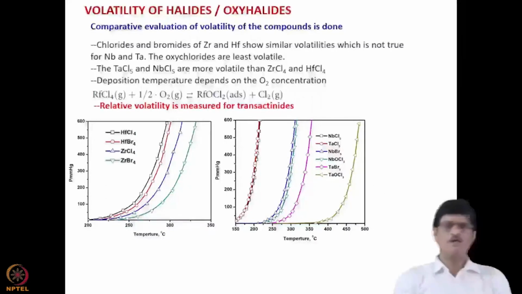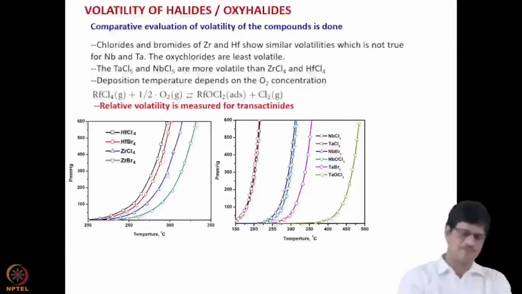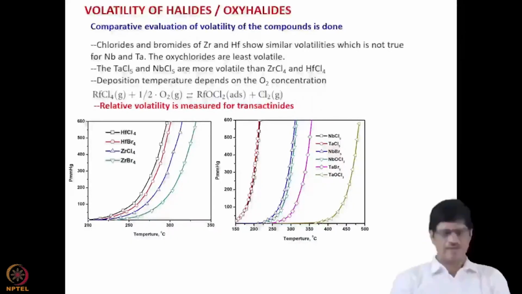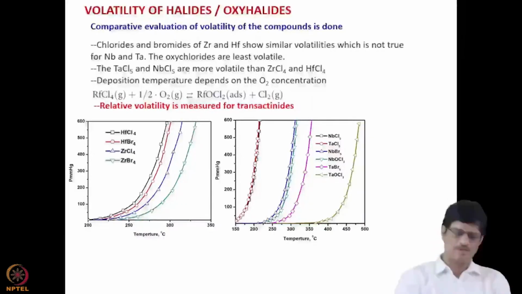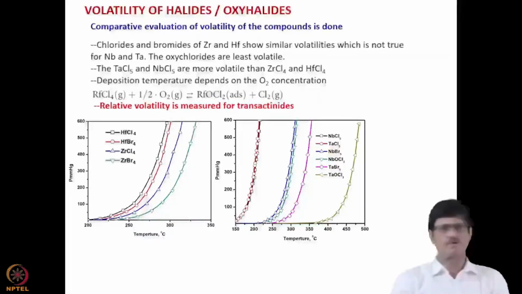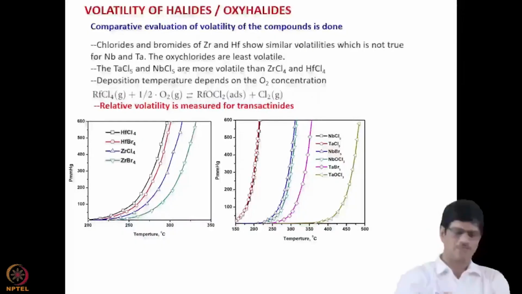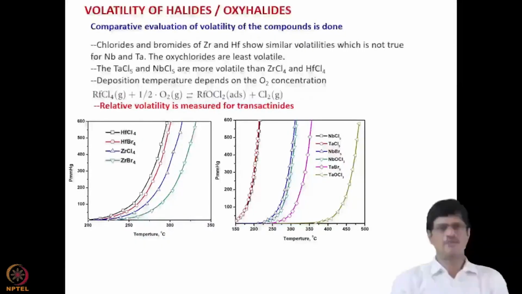Now coming to the tantalum and niobium compounds, you can see that the chloro compounds of tantalum and niobium are more or less the same, shown here. On the other hand, the bromo compounds have much lower volatility, shown in the profiles given here. This is for the tantalum bromide and also the niobium bromide compound. Now for the oxychlorides, the tantalum oxychloride has much lower volatility than the niobium oxychloride, which has more or less similar volatility to that of the niobium bromide.